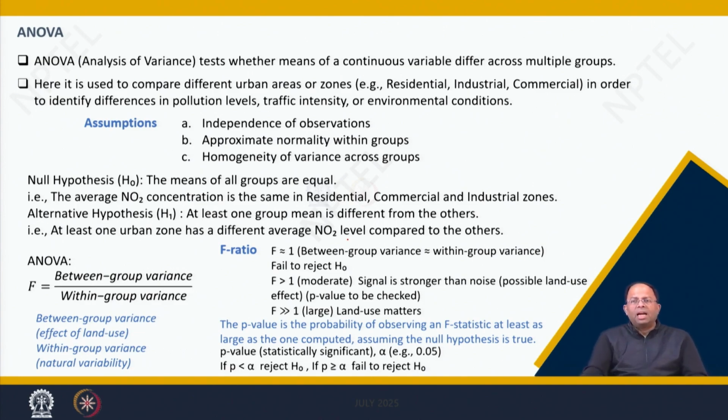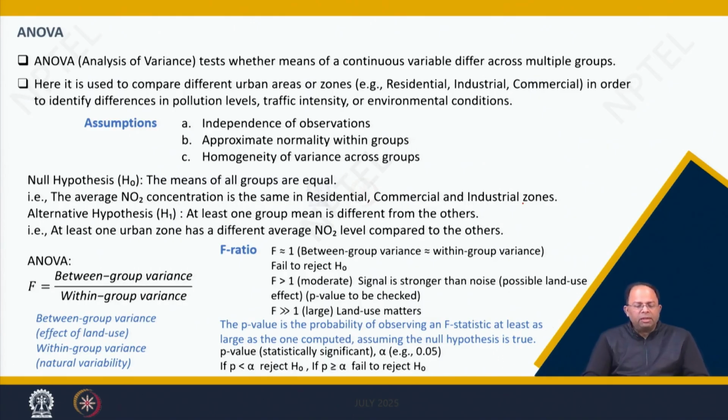So we can start with the null hypothesis H0, that the means of all groups are equal. That is, the average NO2 concentration, in this particular case we are working with NO2 concentration, is the same in residential, commercial, and industrial zones. So what it means is we will take the residential zones, measure the NO2 from each of these zones, and then take an average of it, and then we do the same for commercial and industrial, and then we see whether it is matching or not. And the alternative hypothesis H1 is that at least one group mean is different from the others. So that means it is not the same.